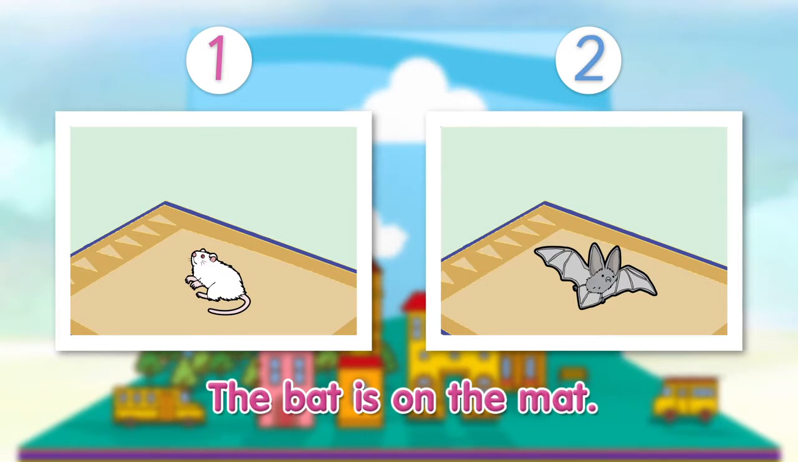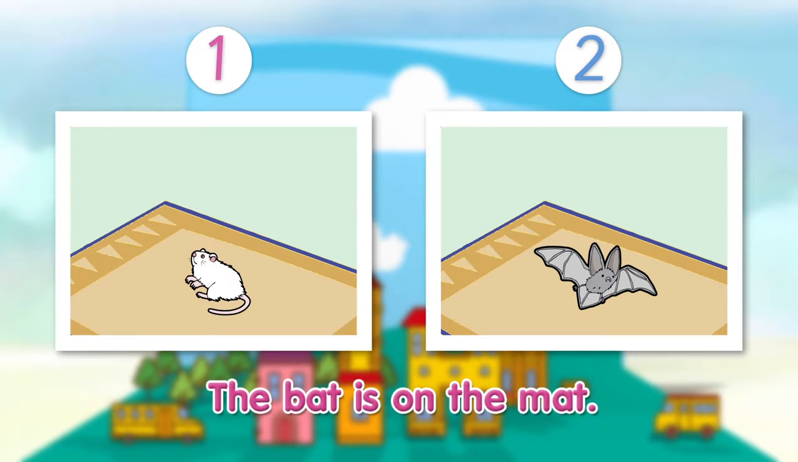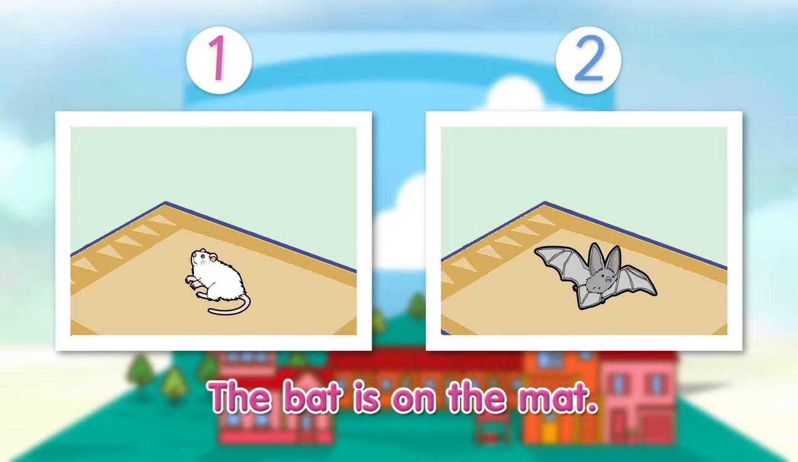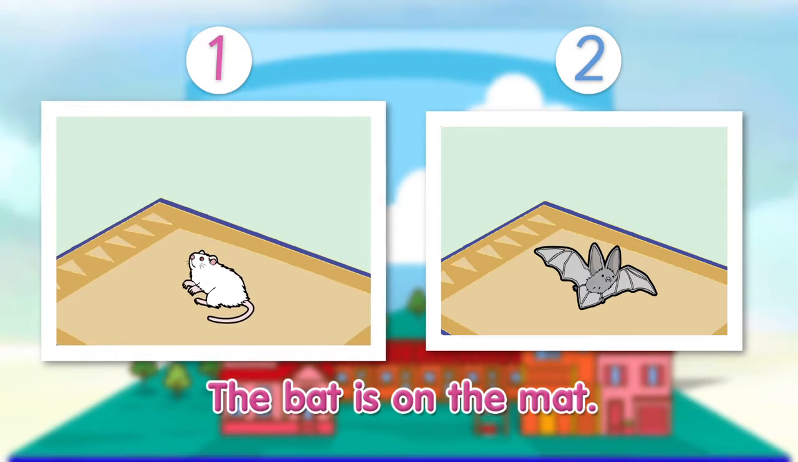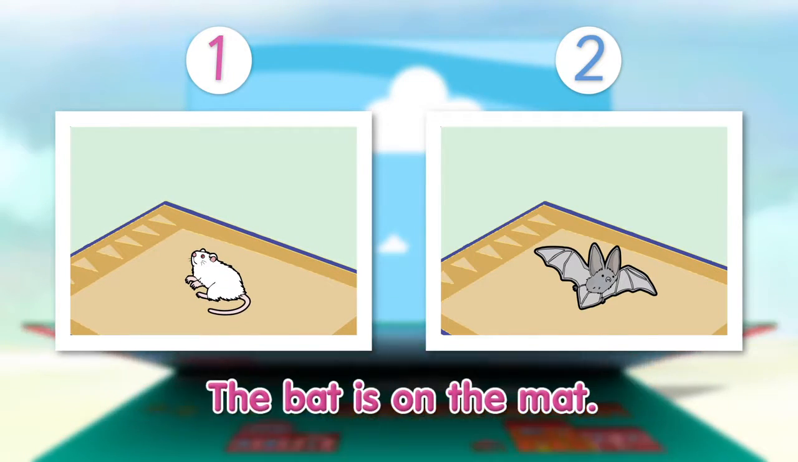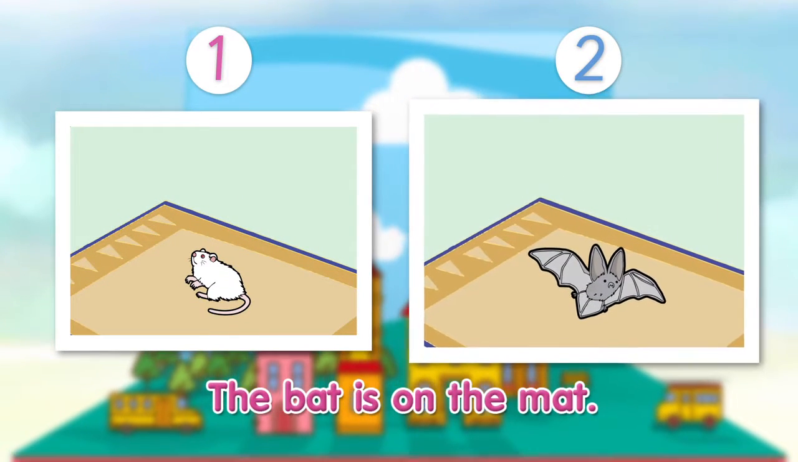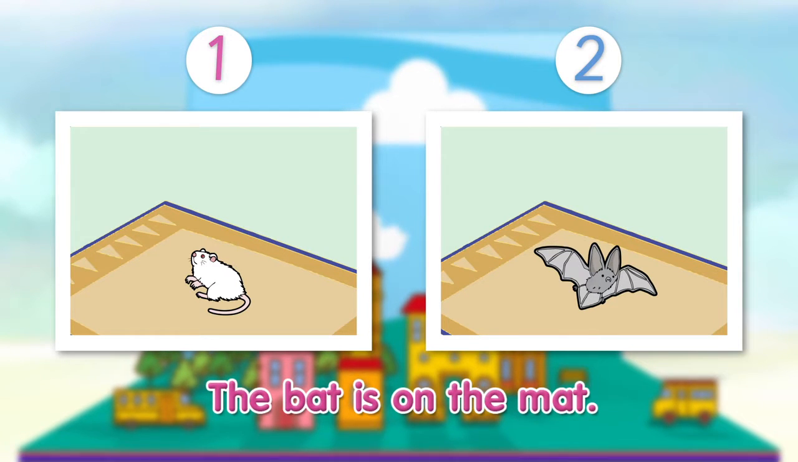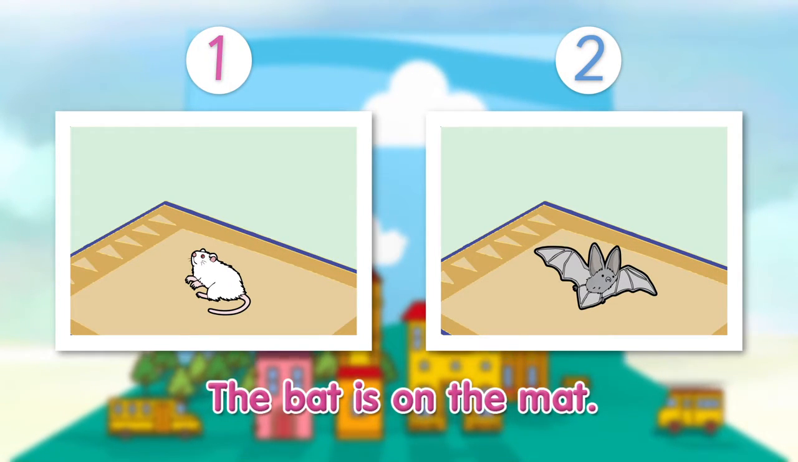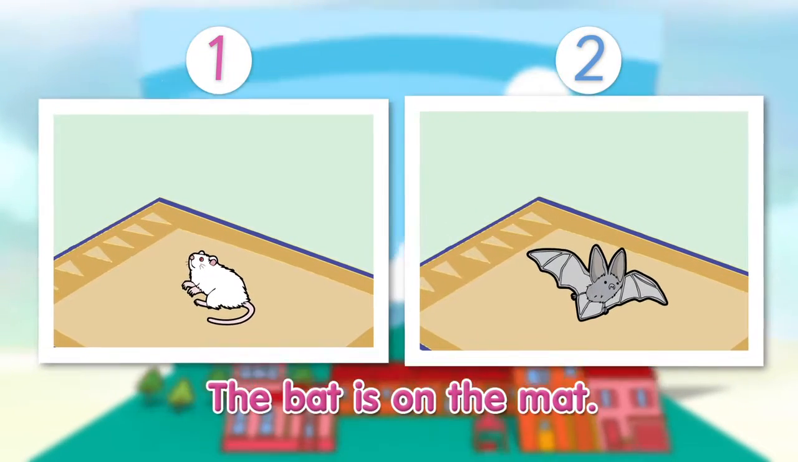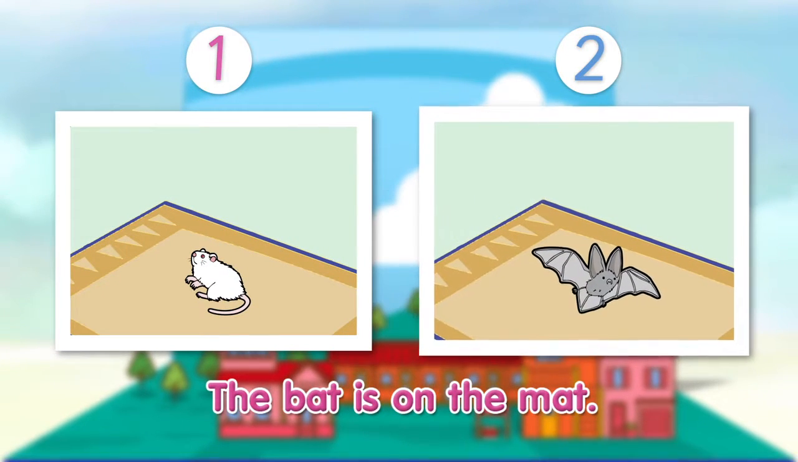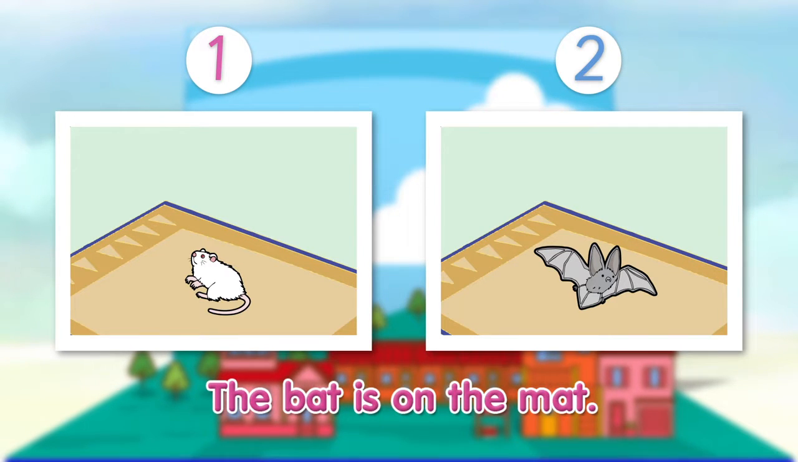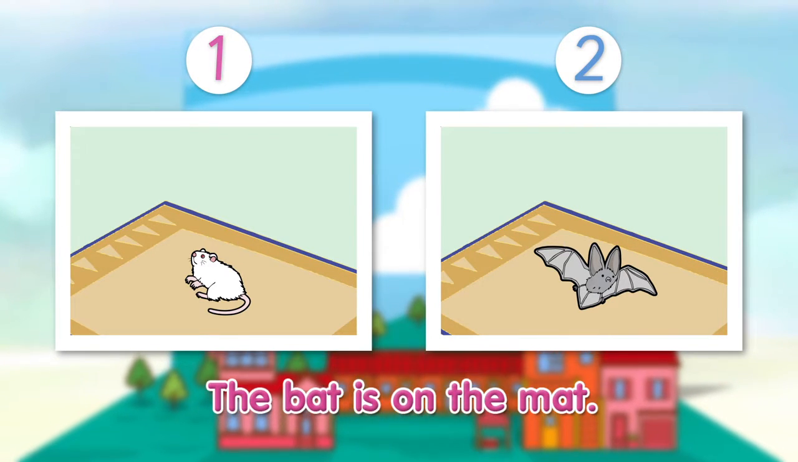Okay, our first sentence is: The bat is on the mat. Which picture shows the bat is on the mat? Is it picture one or picture two? Did you say picture two?